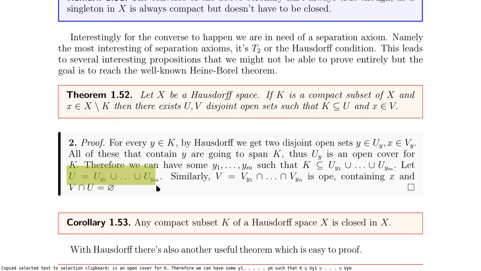Now you fix that, you say that this union is equal to U, then you say V is equal to the intersection of this family. This is going to be open. This is a typo again, but yeah, this is open, containing x, and you get two sets U and V such that the intersection is empty, and they contain the things that we want them to contain, the K and the x, right? So, yeah.